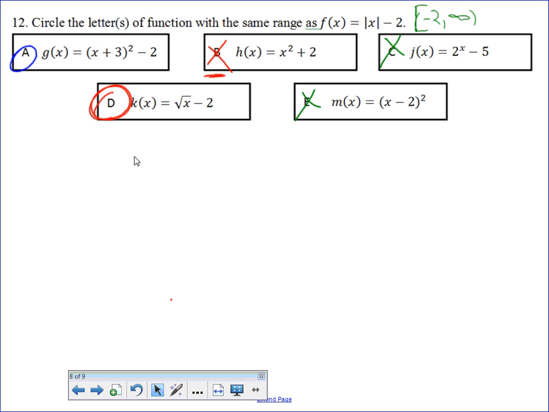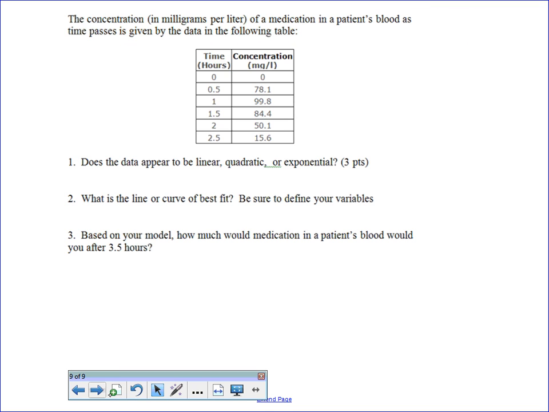And I think we're on to our last problem. We're going to have to break back out the calculator. The concentration of a medication in a patient's blood as time passes is given by the following data. So does the data appear to be linear, quadratic, or exponential? We're going to have to put the data into our calculator.